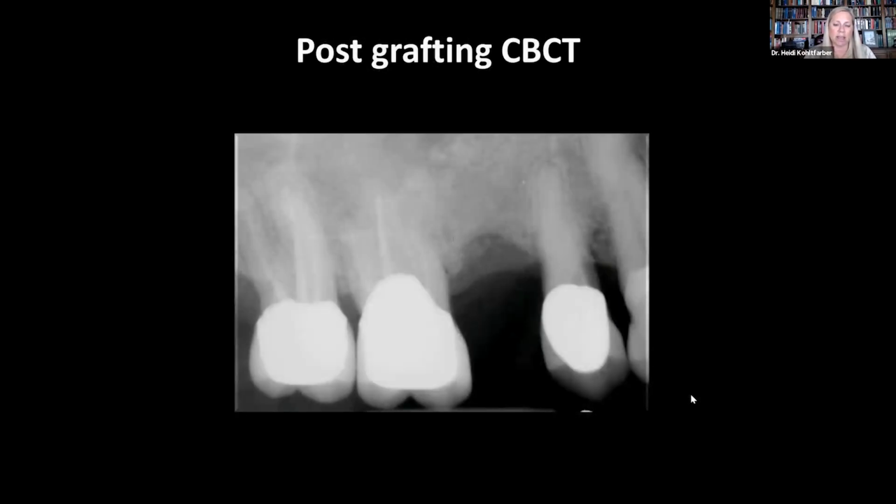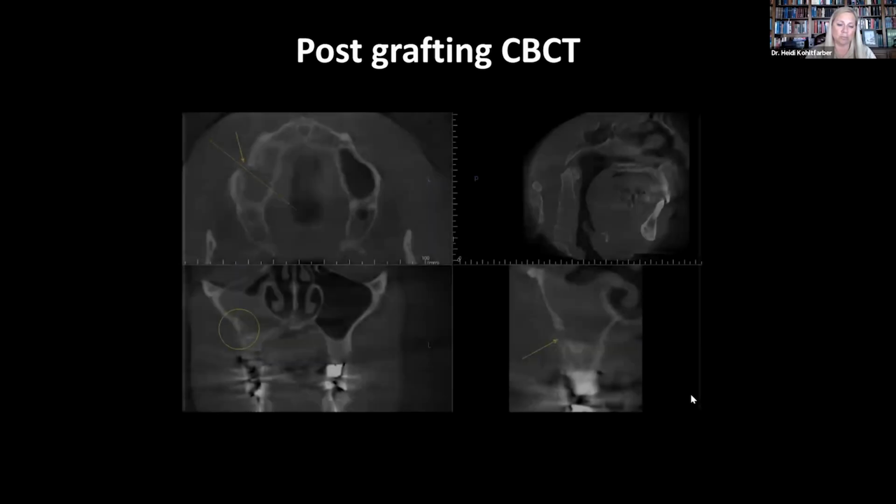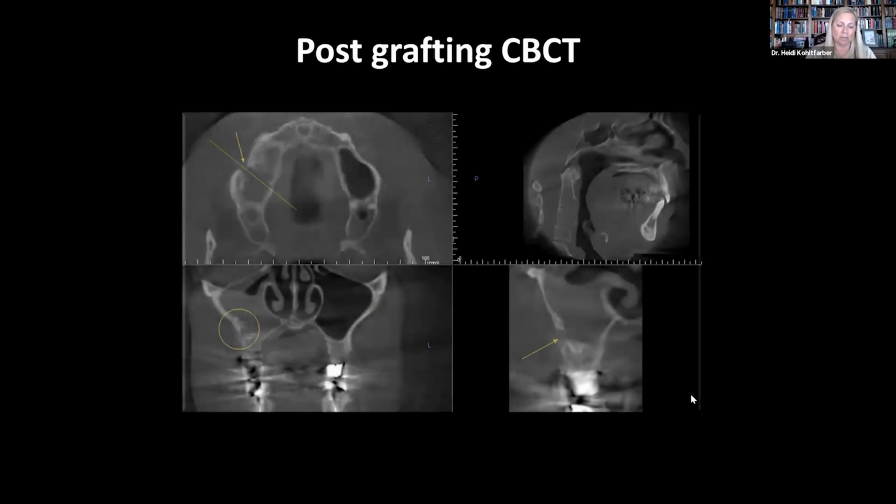This was a case post-grafting. Based off the 2D, they thought their graft had integrated. They thought, well, our graft is integrated, it looks good, we're going to go ahead and place the implant. But they did take a CBCT first, and we can see all is not quite well.